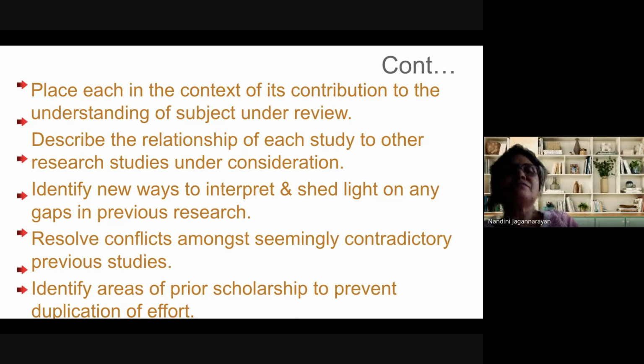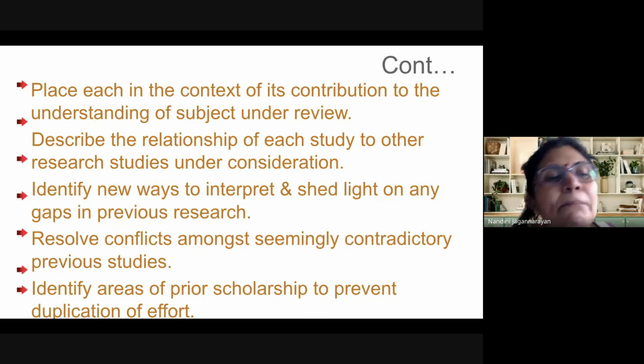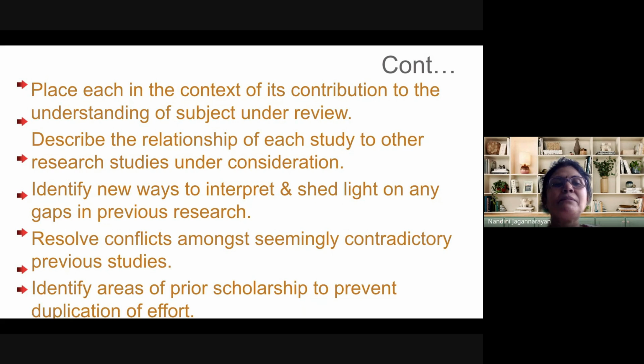Are you following? Review of literature मतलब past studies. Past studies को हमें क्यों करना है, ये हम देख रहे हैं अभी. And again, when you talk about it, each research is going to be placed in the context of how it has contributed. Like for example, हर research ये area में किया है ना, वो सब हम एक साथ रखते हैं. How much of understanding it has added to that particular field, right? And एक एक का relationship हम describe कर रहे हैं.